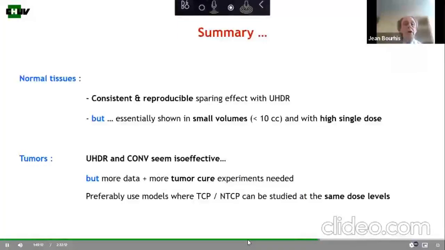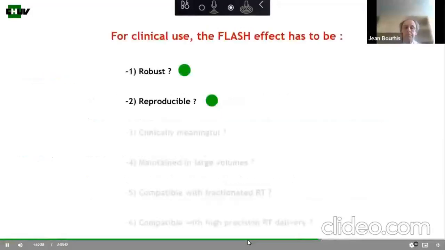So in summary, for normal tissues, we can say that there is a consistent and reproducible sparing effect with ultra-high dose rate. But as was mentioned before by Pierre, it was essentially shown in small volumes of normal tissues and with high single dose. Now for tumors, there seems to be isoeffectiveness, but certainly we need more data. So robust, probably yes. Reproducible, I would say yes. But what we don't know is what are the optimal parameters, and there is probably more to know on this.